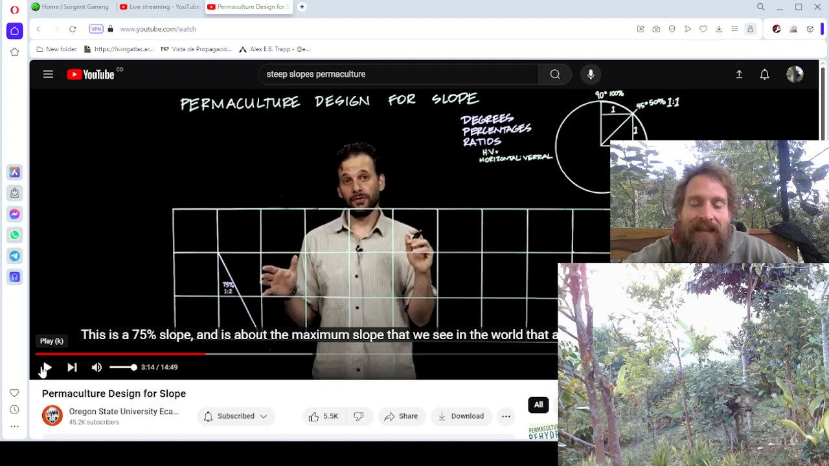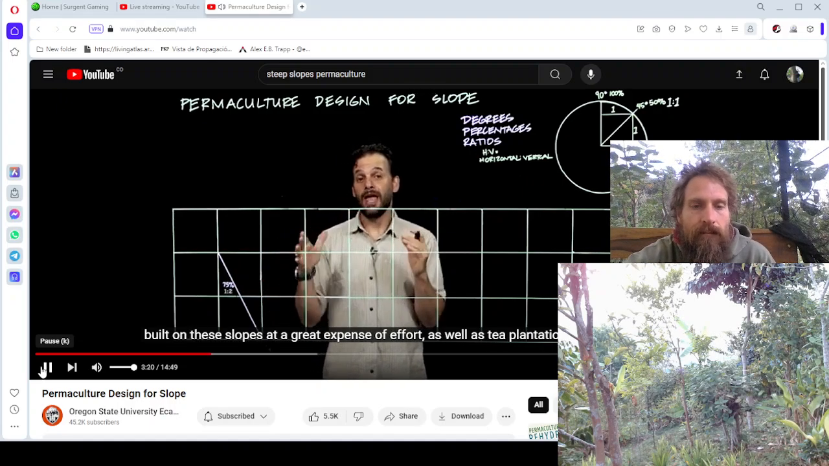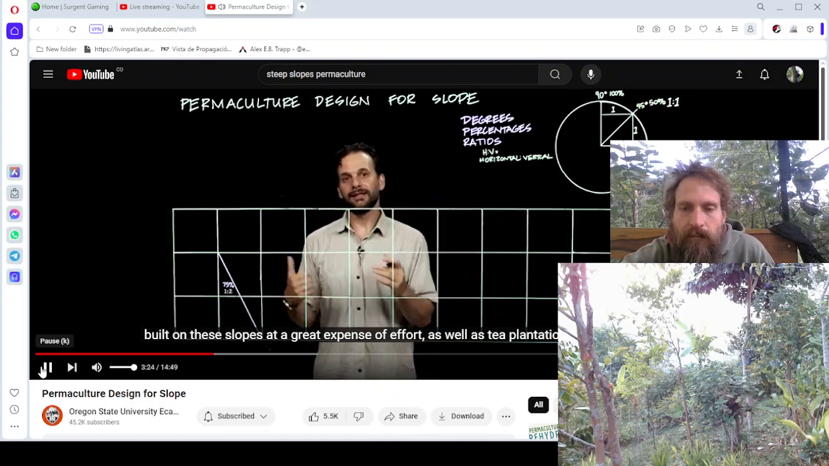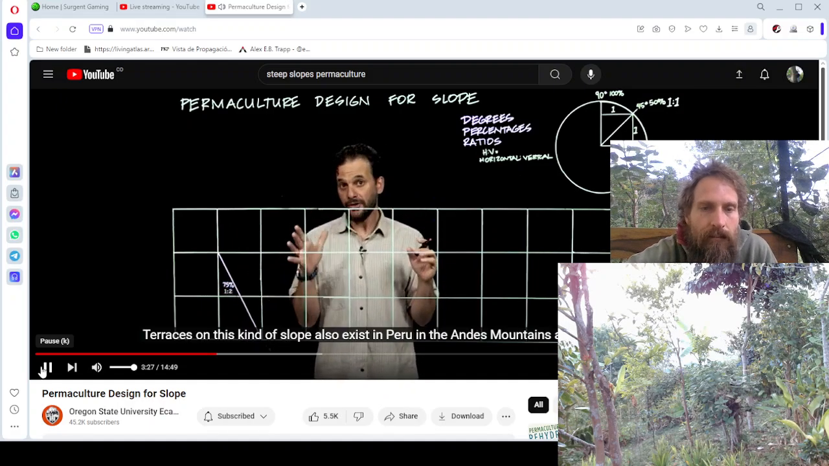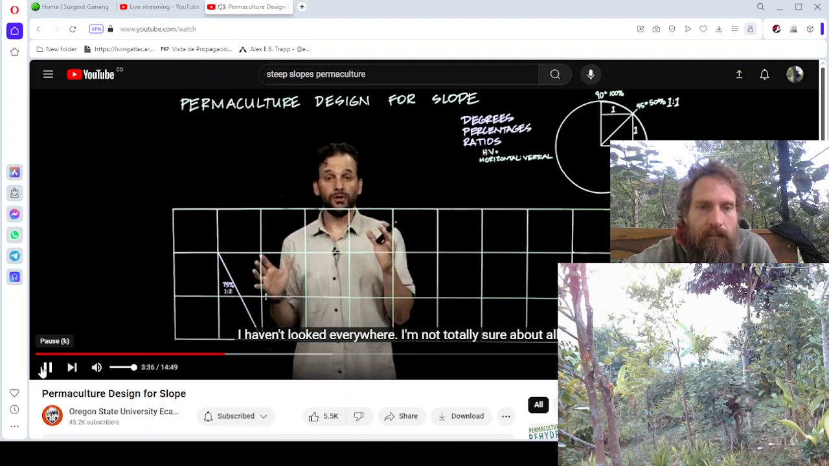I came in to Colombia, and they were already being cultivated. So I didn't invent this. In some areas of China, Vietnam, the Philippines, we find terraced rice paddies built on these slopes at a great expense of effort, as well as tea plantations when we look around. So terraces on this kind of slope also exist in Peru and the Andes Mountains and probably other places in the world. I haven't looked everywhere. I'm not totally sure about all of them.